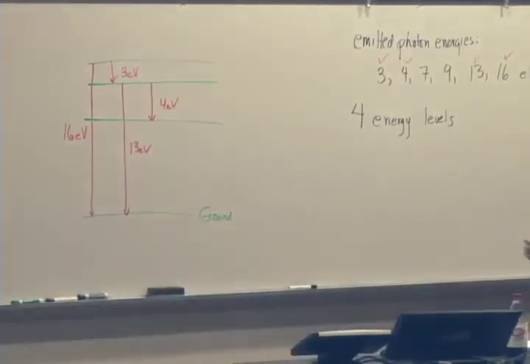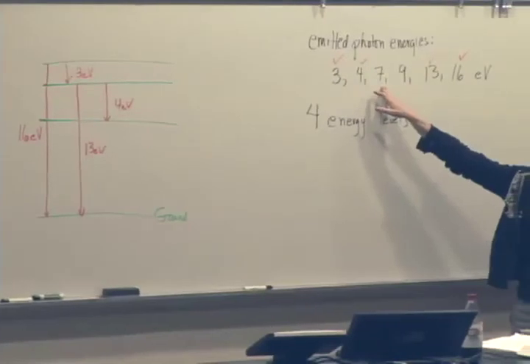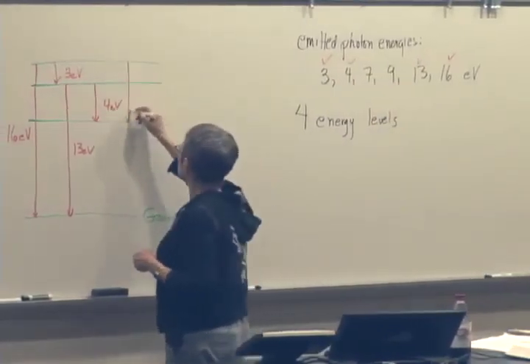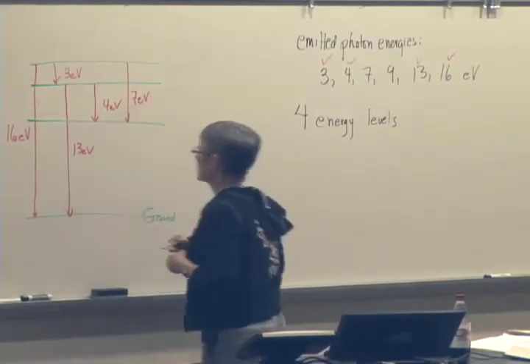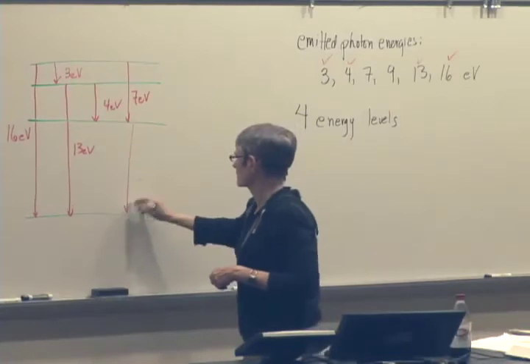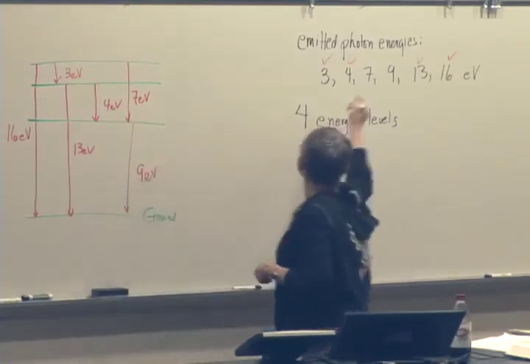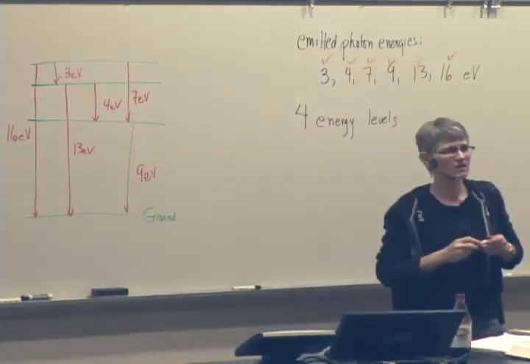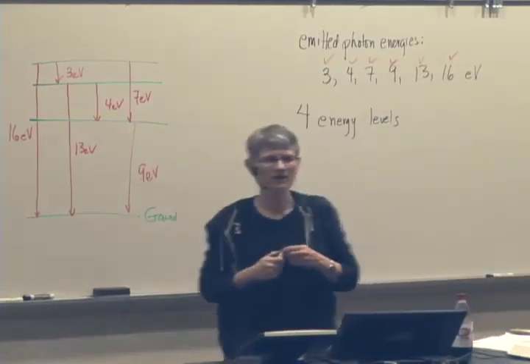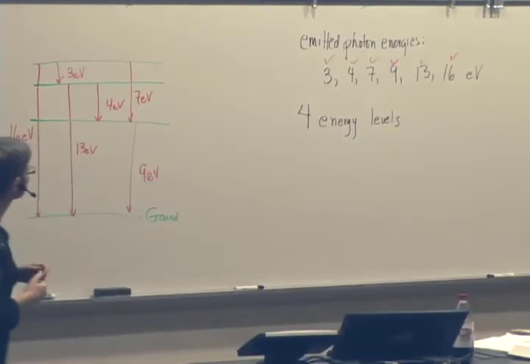Okay, what about these other photons? Where's our 7 eV photon coming from? Okay, that's 7 eV. What about 9? These two. And the last thing to check is, are there any other possible photon energies that could be emitted? Have we actually accidentally got any extra?